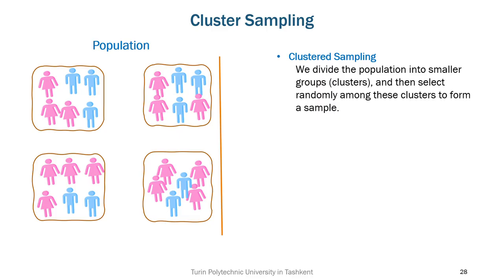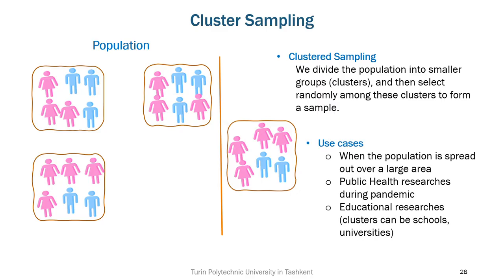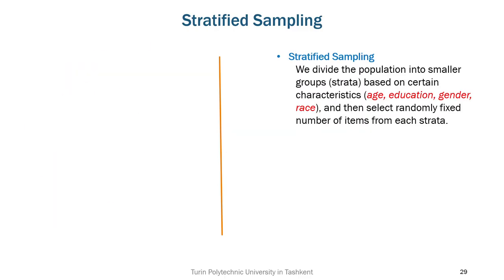Cluster sampling is when we divide the population into many groups and choose one cluster to study. It's very convenient for populations which are spread out over large areas, or for educational purposes like schools and universities.